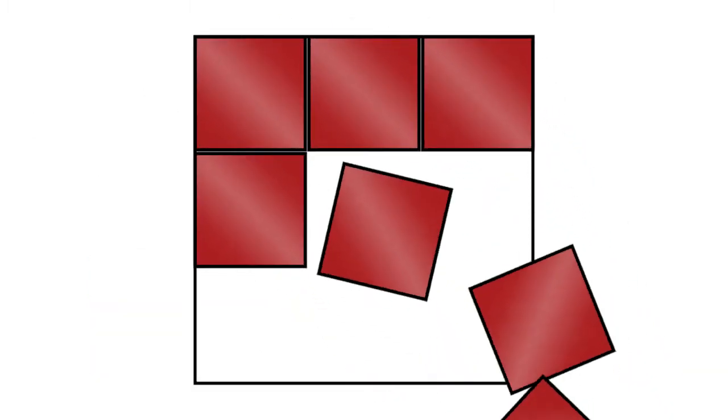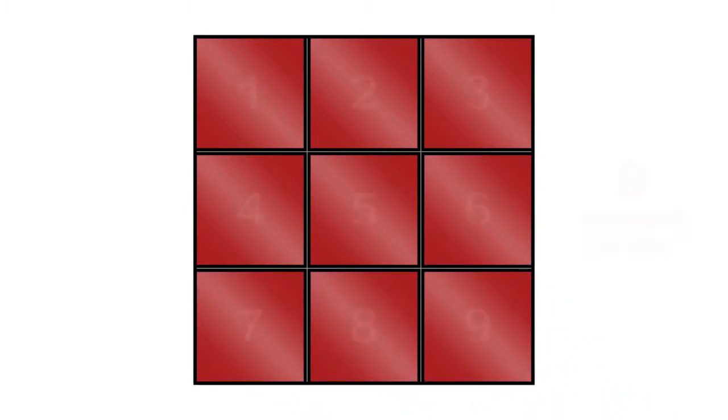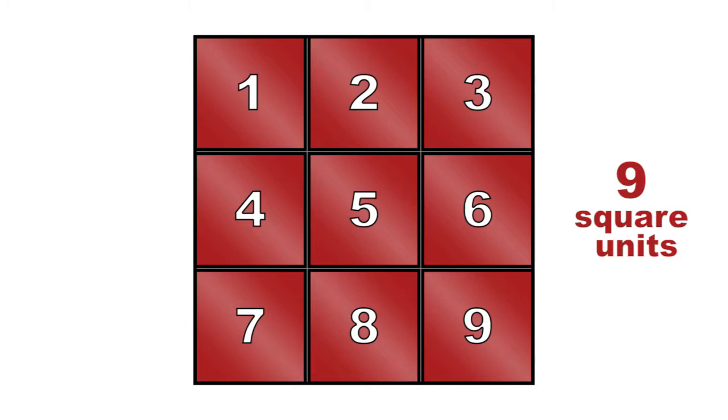Students experienced area by tiling a region and counting the iterations of square tiles needed to fill the area with no gaps or overlaps. Students found the area of this rectangle to be 9 units by laying out tiles and counting each tile.